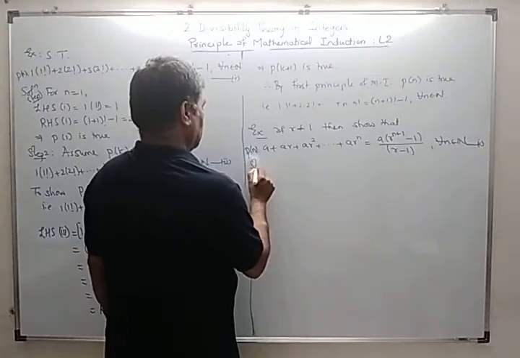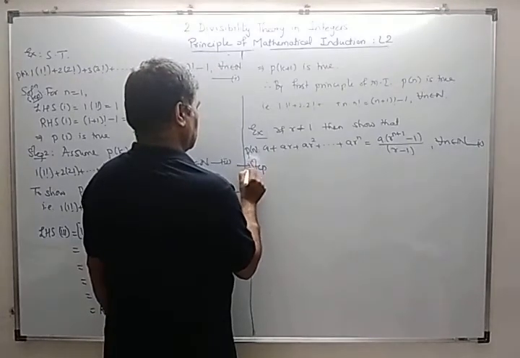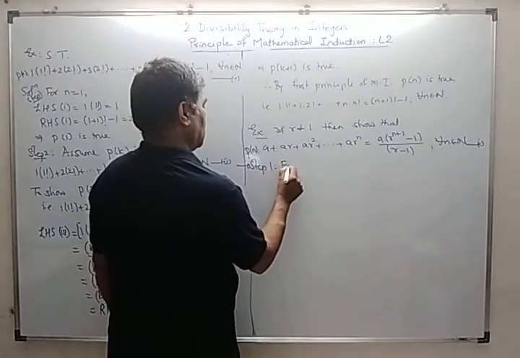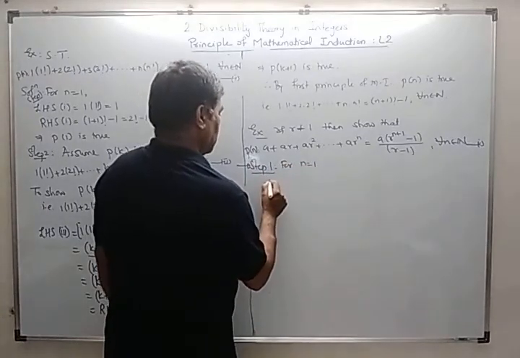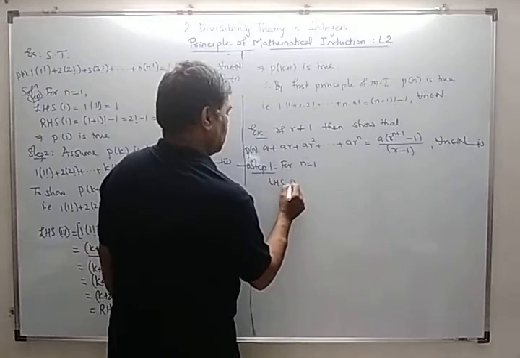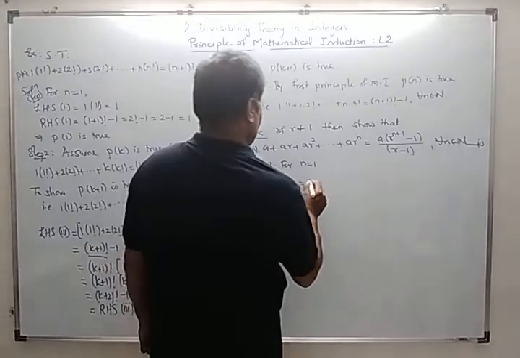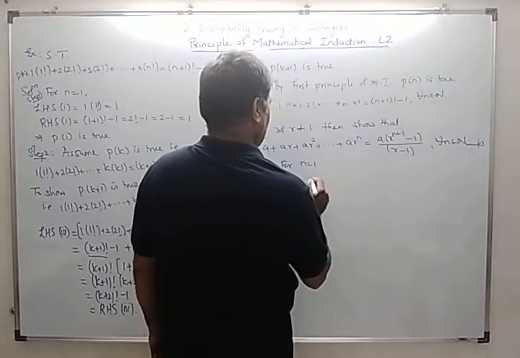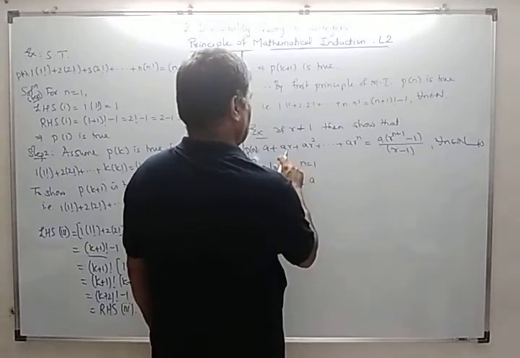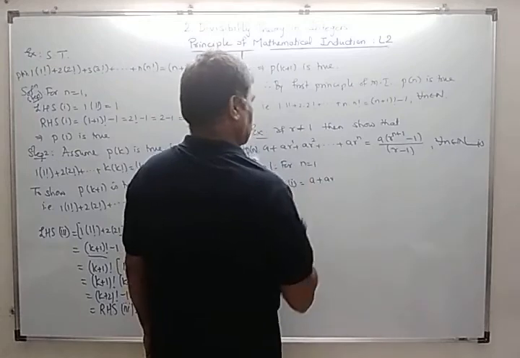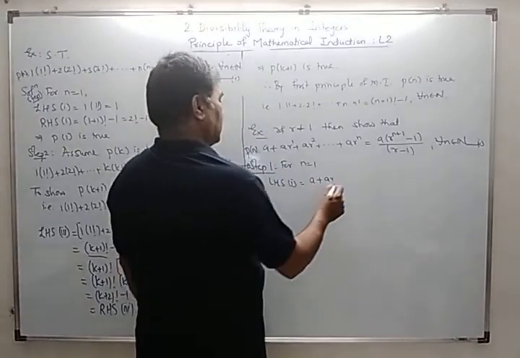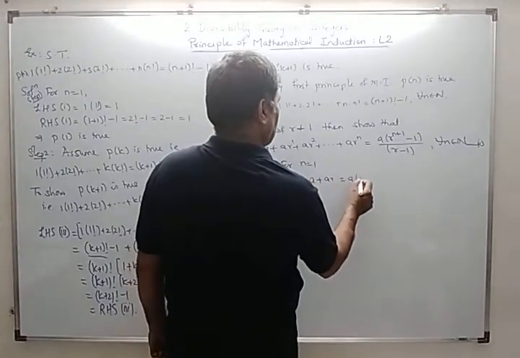So step 1, for n equal to 1, left hand side 1 is equal to a plus ar, that is a in bracket 1 plus r.